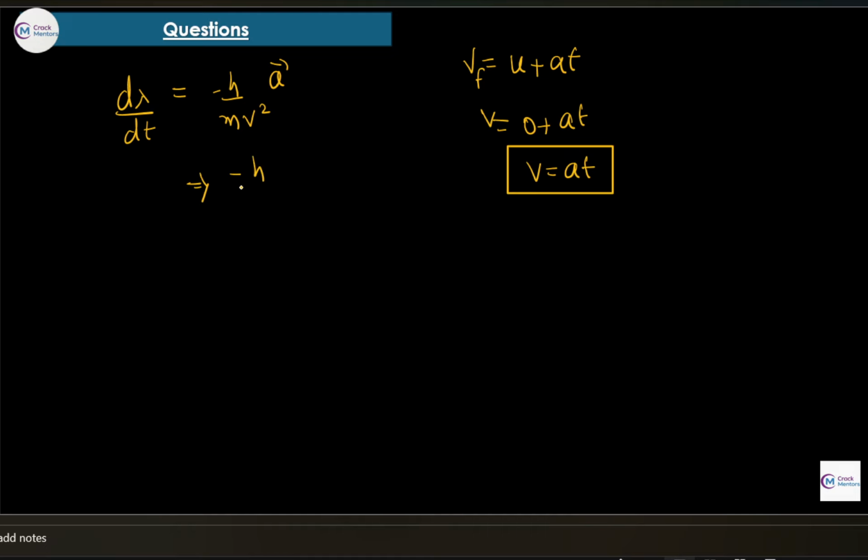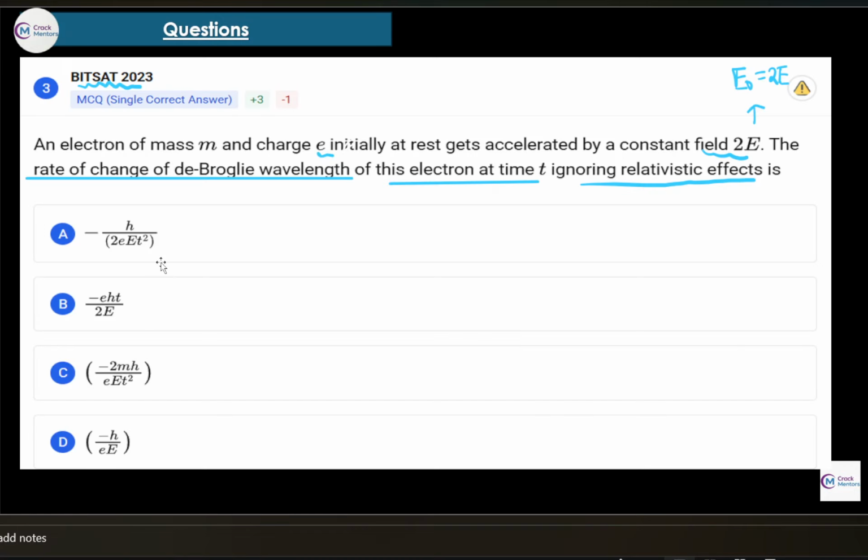After substituting this value, we get minus h upon m into a t to the whole square, into a. The a's get cancelled out, leaving minus h upon m a t square. This is the full and final value that we are having, but it is in terms of acceleration, and the question which we have been asked is not in terms of acceleration, it is in terms of electric field.